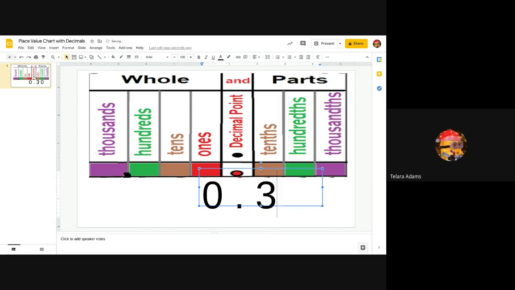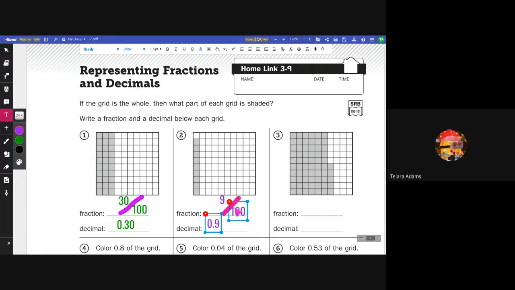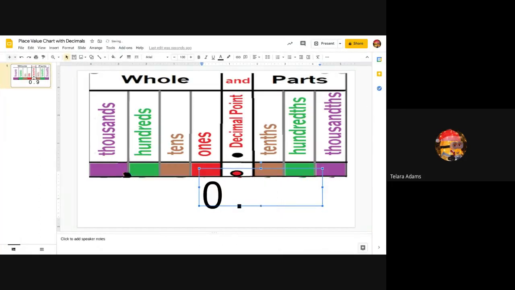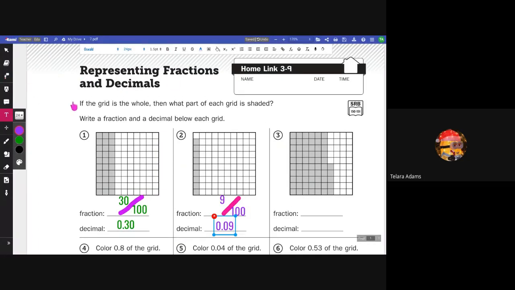If we write 0.9, we would read this decimal as 9 tenths. But we said we have 9 hundredths. How can we write that? Yes, 0.09, decimal point 0.09. Now, when I go back to my place value chart and I write 0.09, it reads as 9 hundredths. We are really getting the hang of this. Well done.